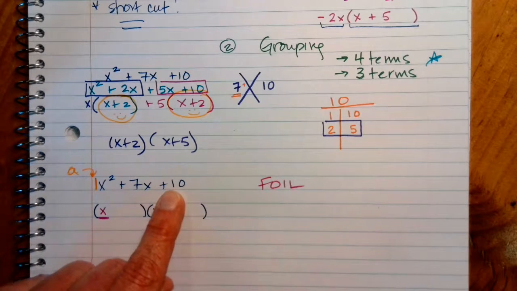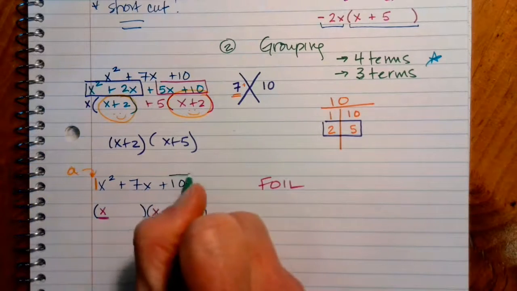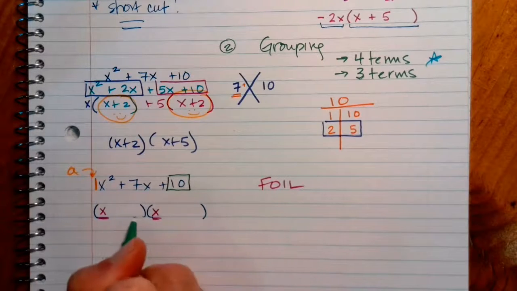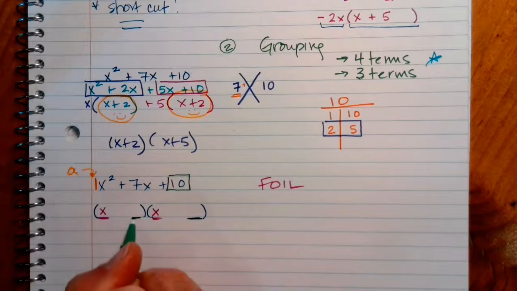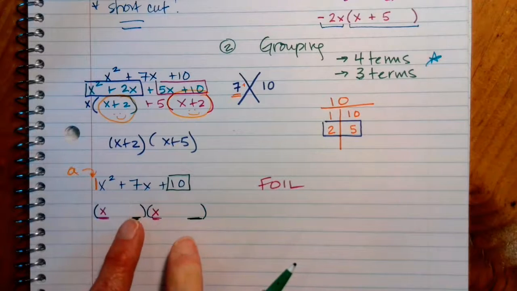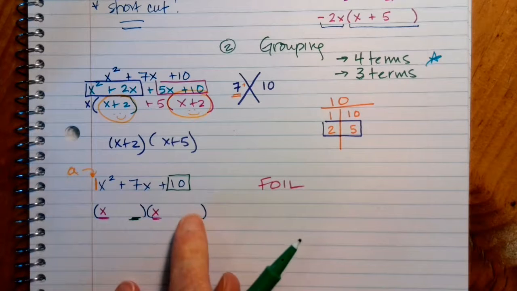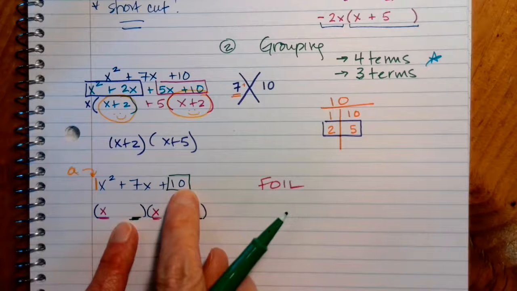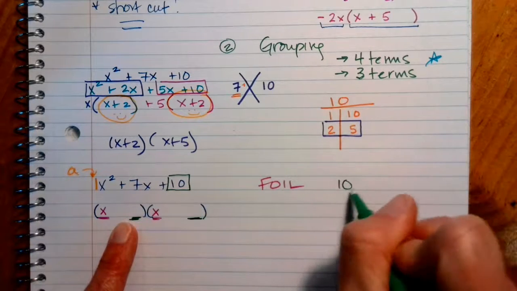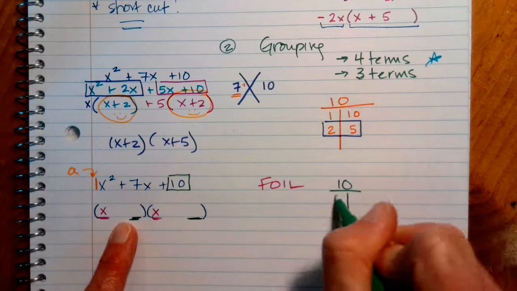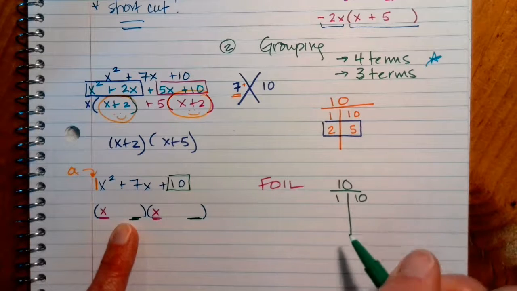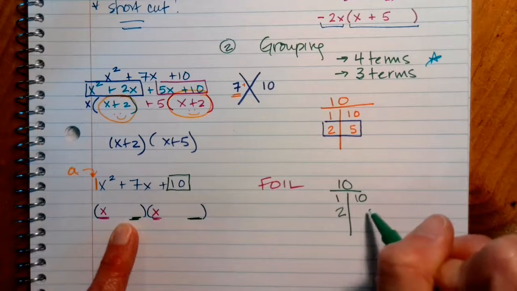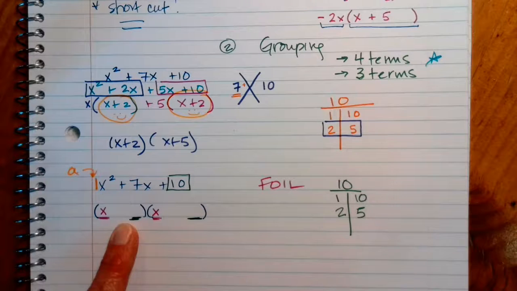I know that this number here is the product of these two last terms. So whatever goes in this box and whatever goes in this box, when we multiply them together, give me that 10. So I'm going to go back and make a factor table. 1 goes into 10 10 times, and 2 goes into 10 5 times.